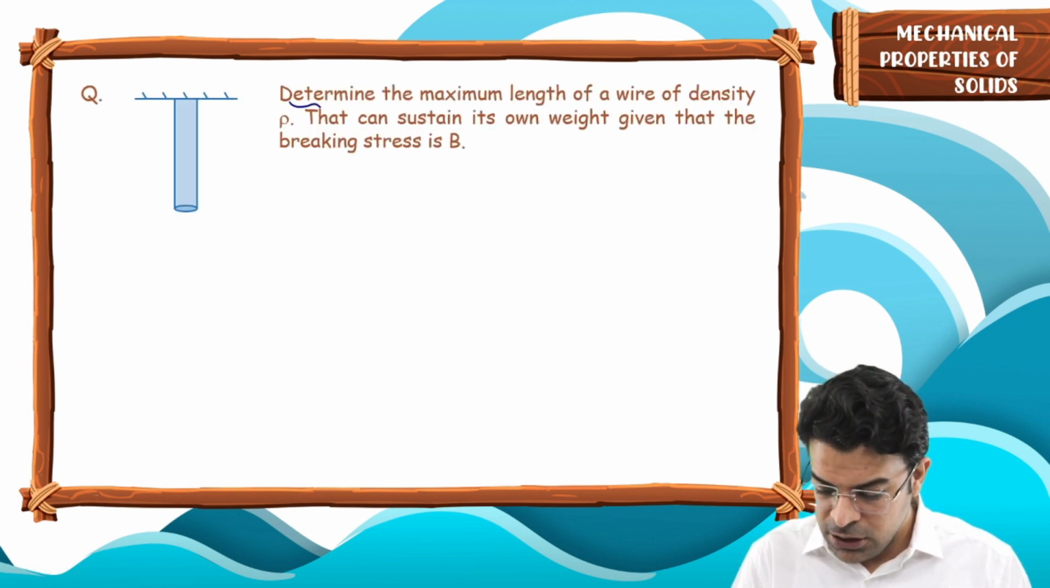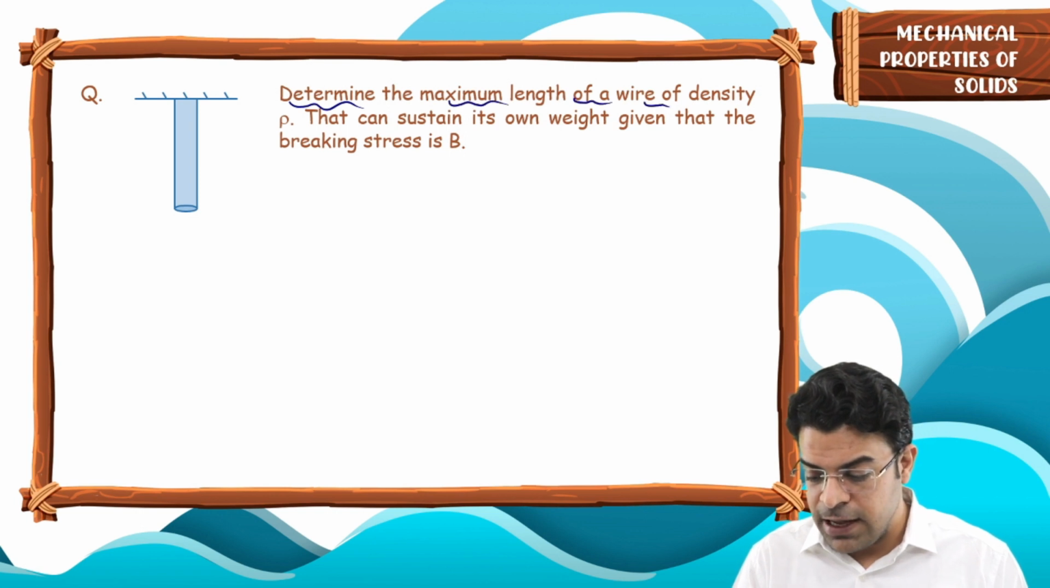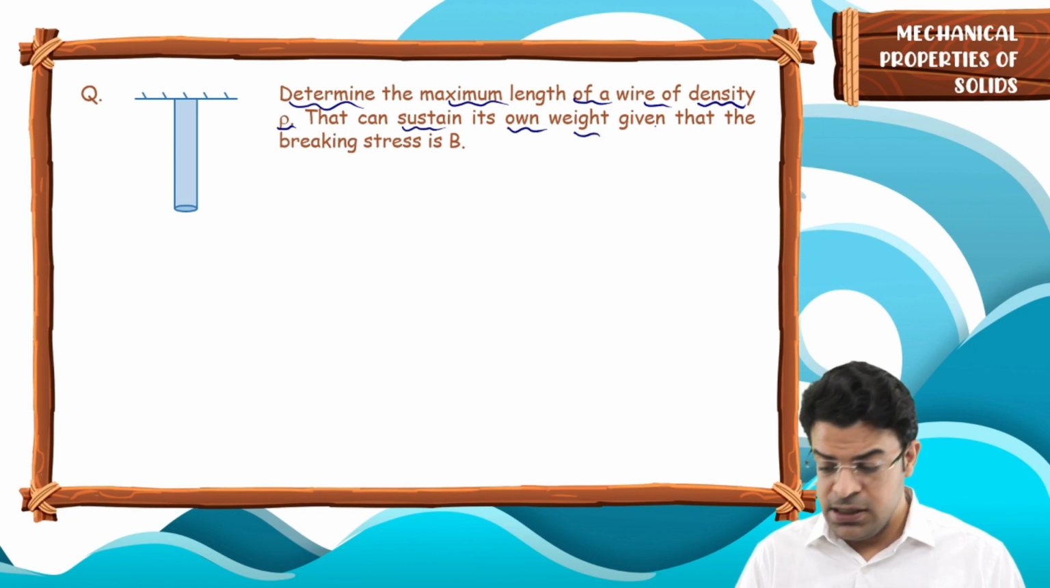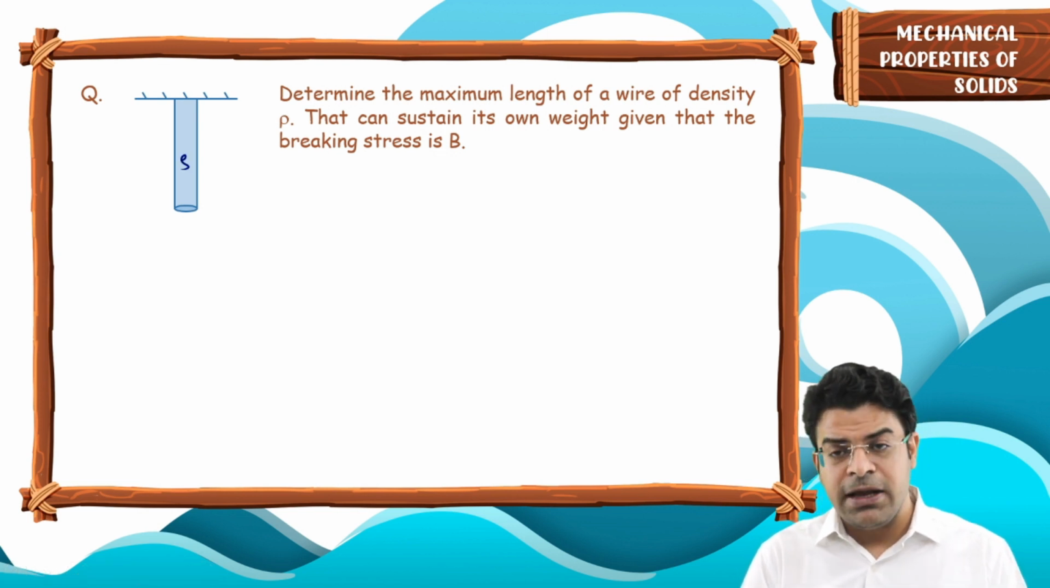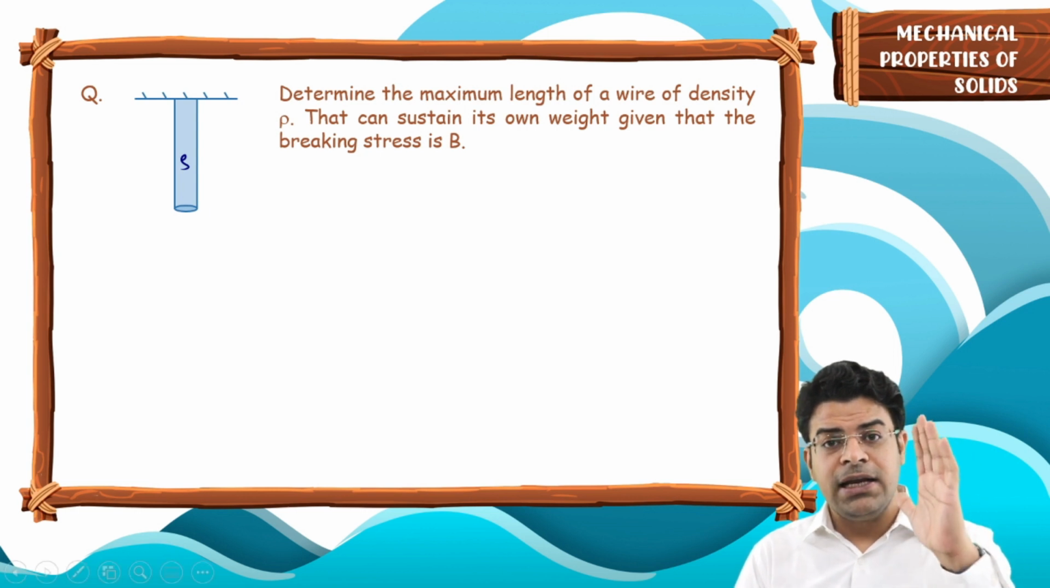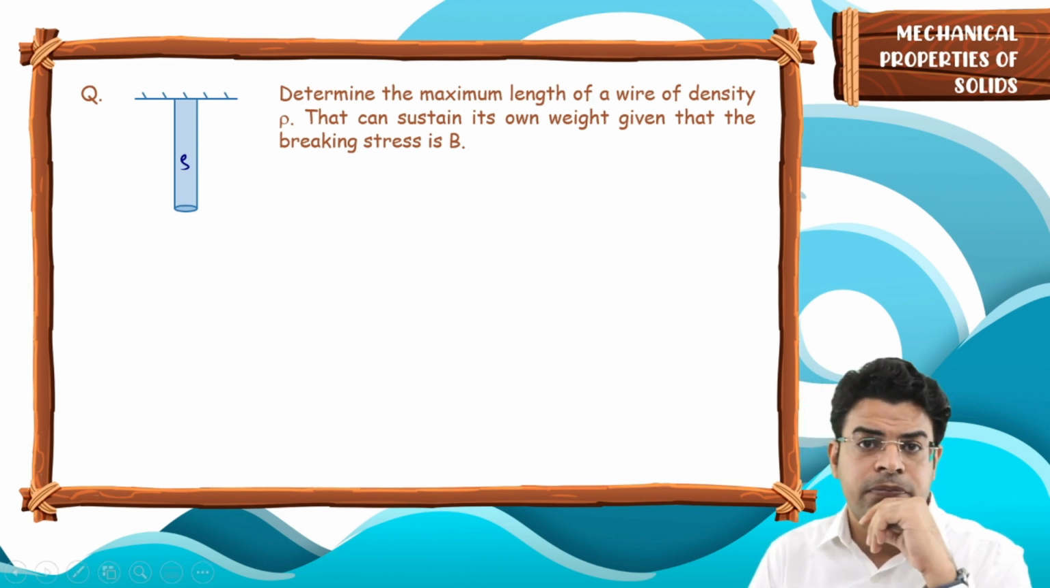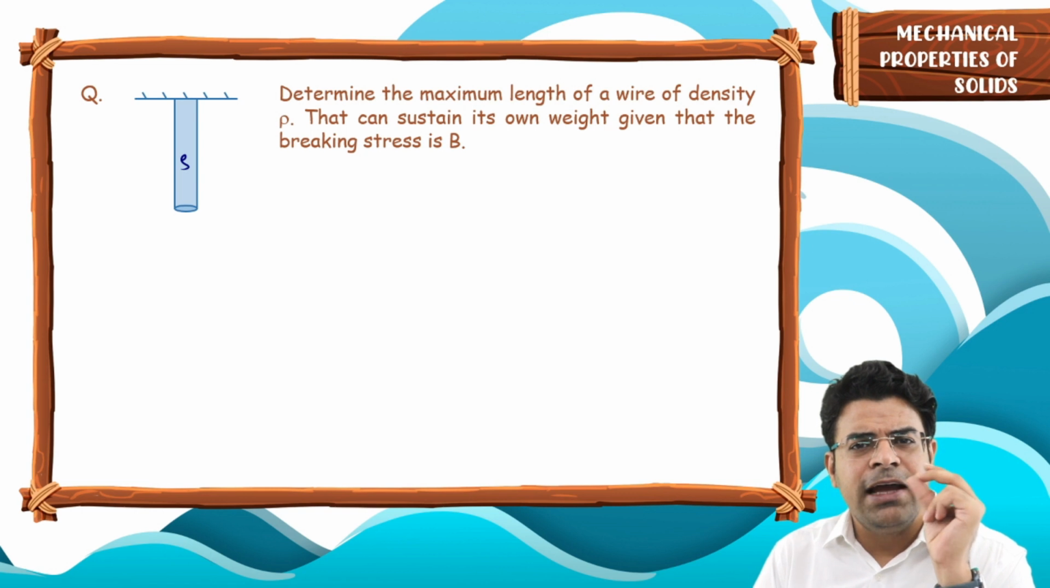Question goes like, determine the maximum length of a wire of density rho that can sustain its own weight, given that the breaking stress is B. So this wire is made up of material of density rho. Question is, what can be the maximum length of this wire so that it can sustain its own weight? Why are they asking me this type of question?